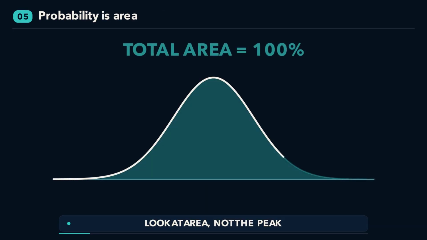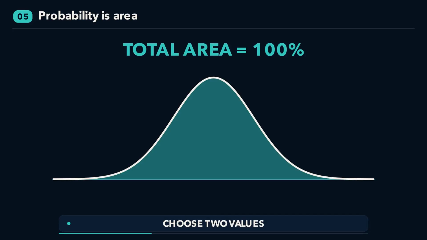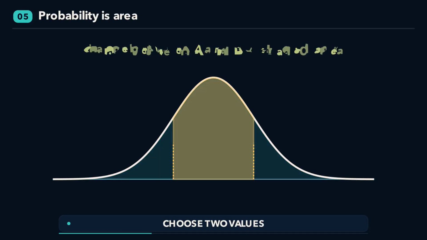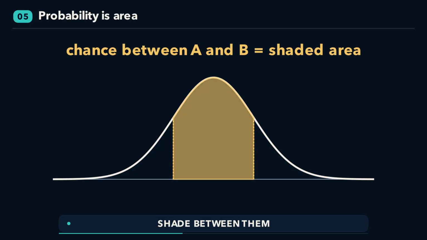Now forget the peak for a moment and look at area. The entire area under a probability curve equals 100%. To ask for the chance of landing between two values, shade the region between them. The shaded area is the probability. This is why the height at a single point is not itself a percentage.